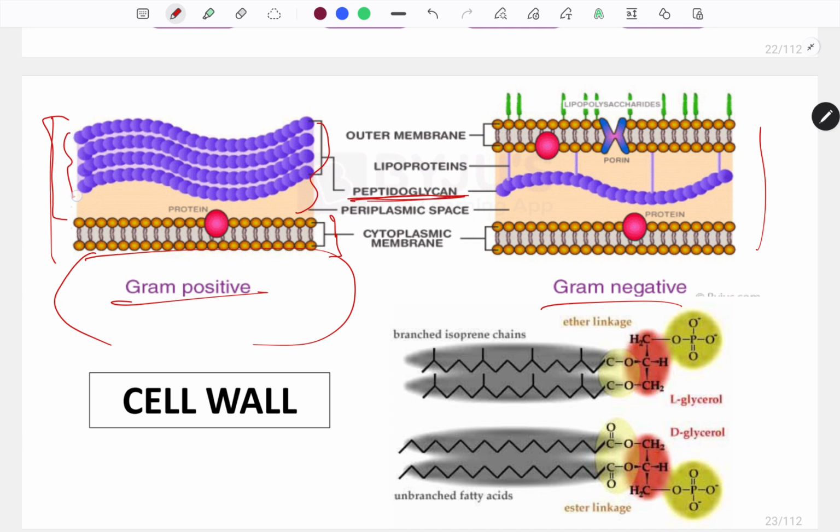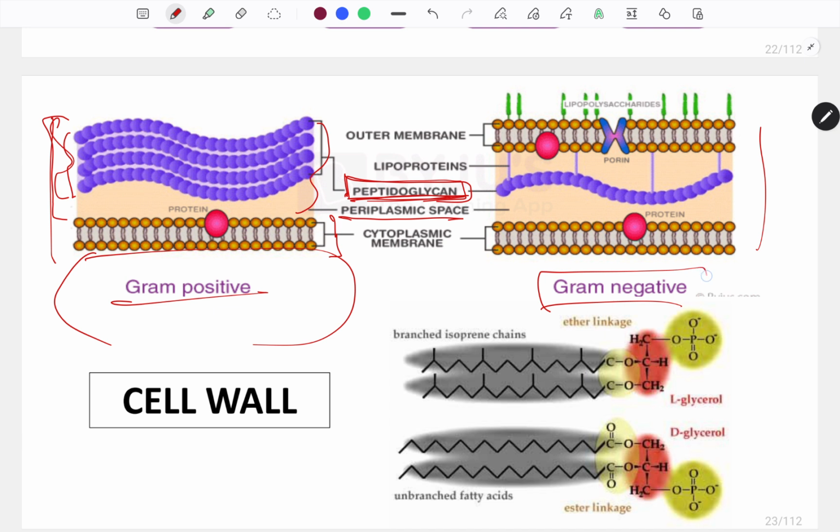The purple colored one is the peptidoglycan layer, and between this peptidoglycan and the plasma membrane layer, there is a small space that is called the periplasmic space. It's not important, just remember, in a gram positive bacteria, the cell wall is made up of only peptidoglycan.